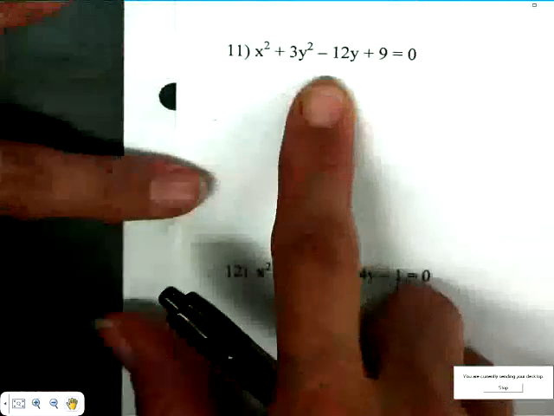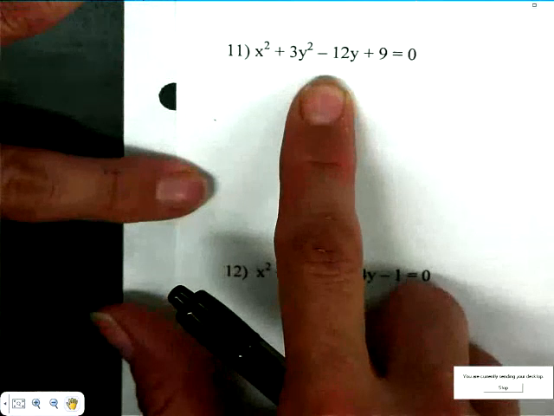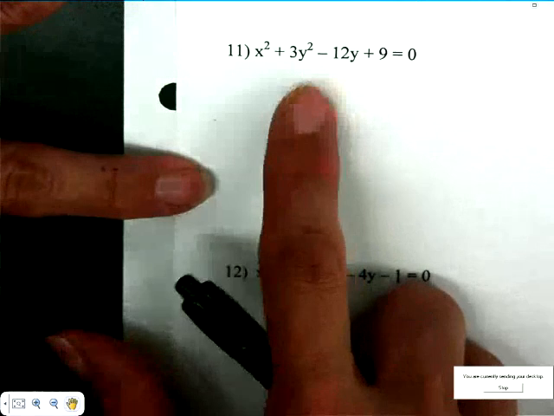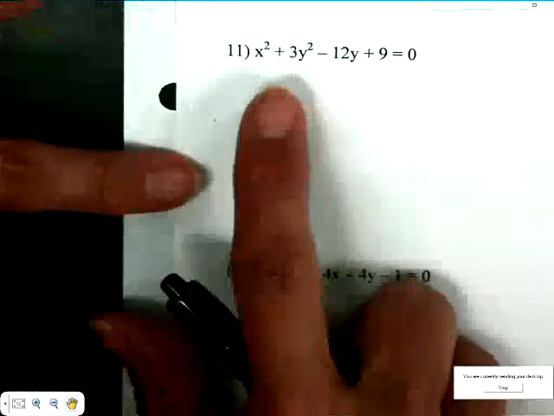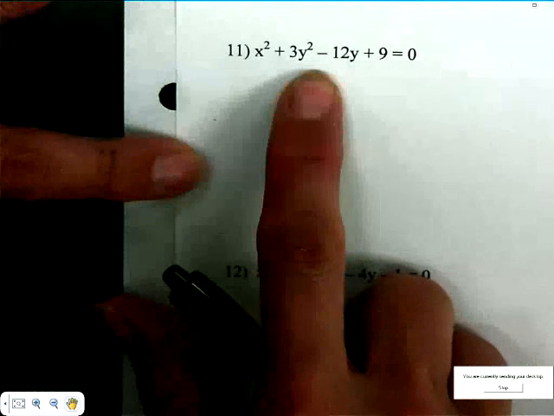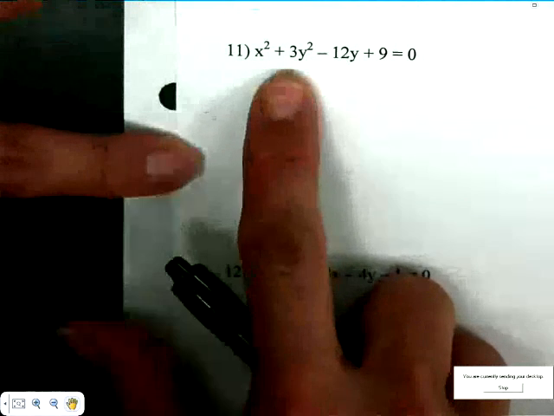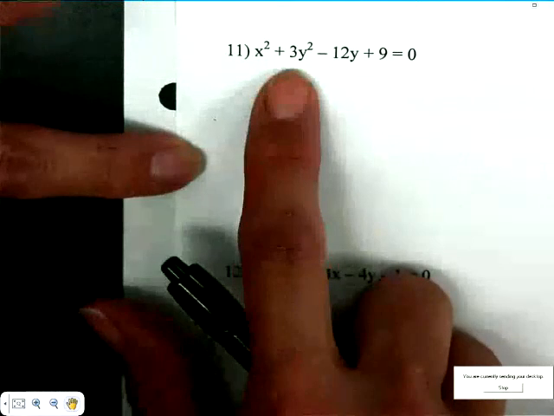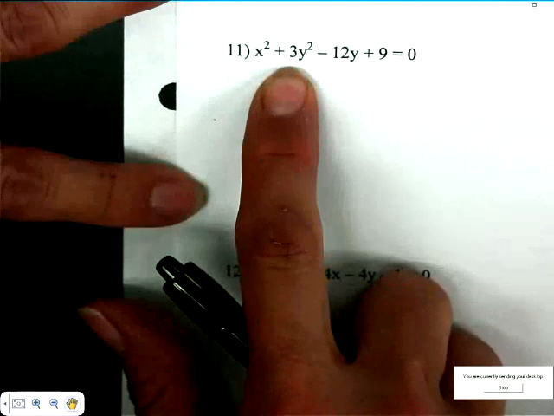What about 11? Can't be a parabola because, well, yes, but that's not why it's not a parabola. It's not a parabola because both variables are squared. It's not a circle because different coefficients, and it's not a hyperbola because both coefficients are positive. Therefore, it's an ellipse.